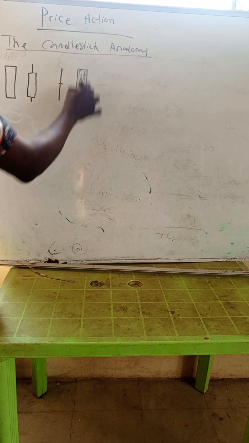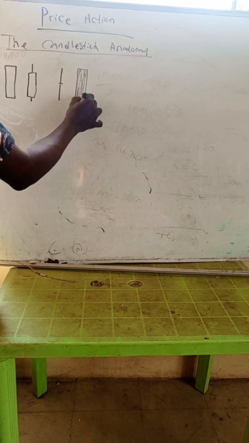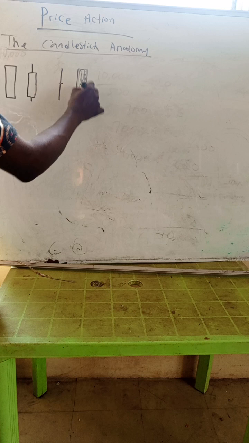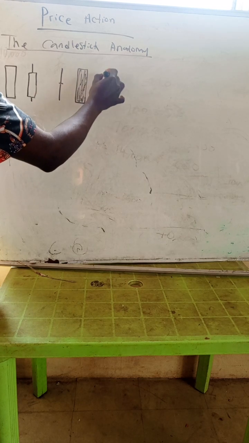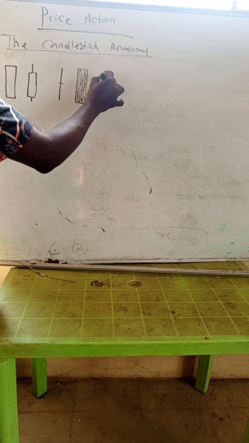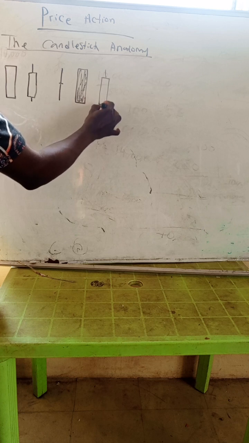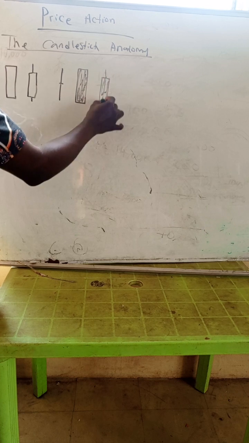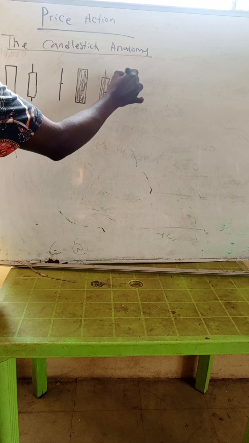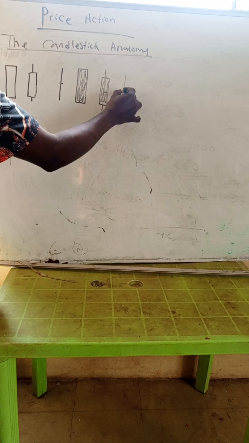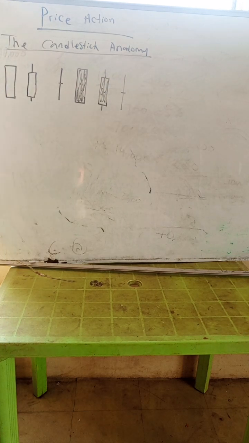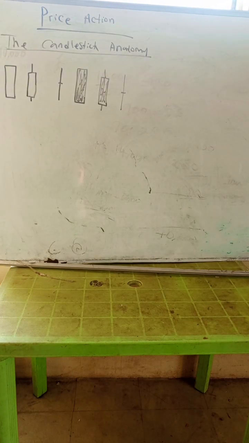So my shading will represent a bearish candlestick. I'm not too shady because of my marker, so I won't waste it. What we can see is these are the three major magnitudes of a candlestick, of a bullish and a bearish candlestick. These are the three major magnitudes.